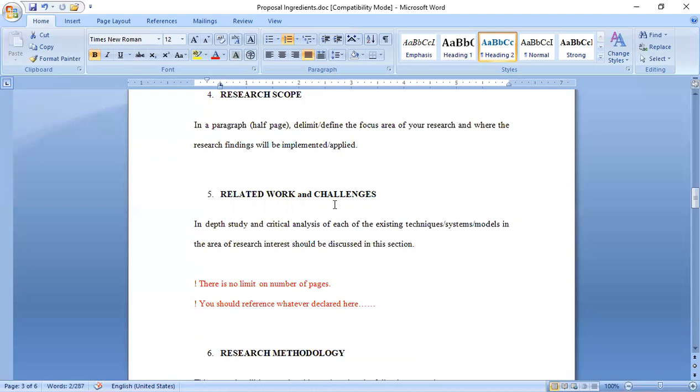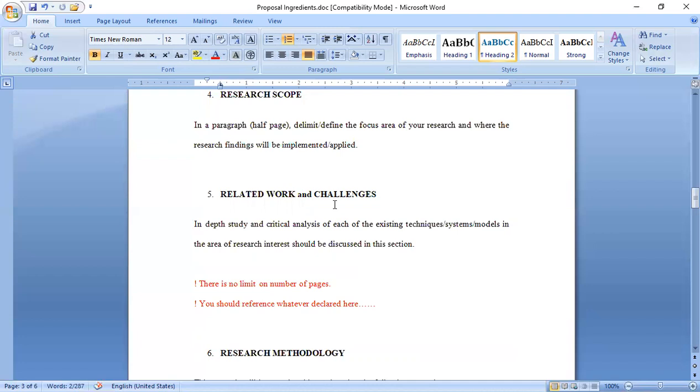Whenever you want to write some paper, definitely that paper has some weak points. You need to find those weak points, select one weak point and one problem statement, and then try to write a research proposal upon that.